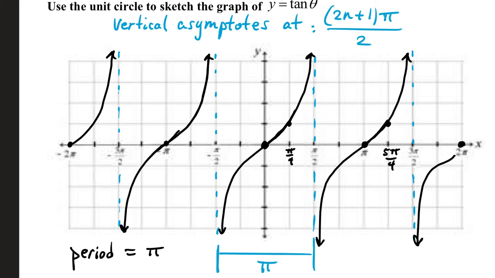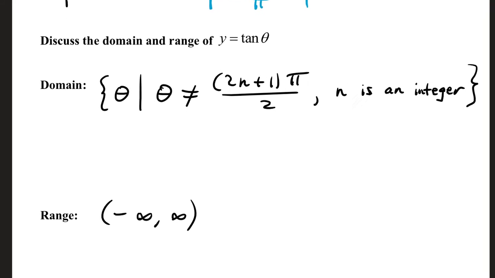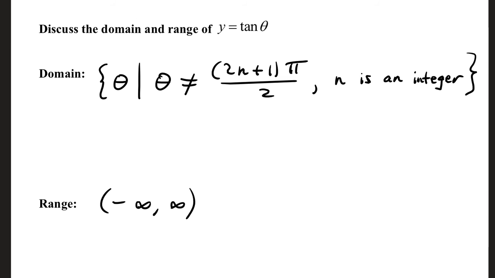The domain is all angles except for these odd pi over 2 multiples, and we've discussed that on a previous video. The range is infinite because there's no restriction to how large or small your tangent value is. So here's the domain and range of tangent. Domain is any angle such that the angle is not an odd multiple of pi over 2, and n is any integer. The range, unlimited. Tangent has no amplitude because there's no max or min to take half of the difference of.